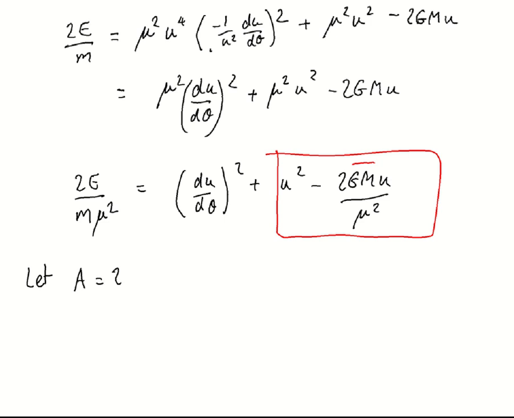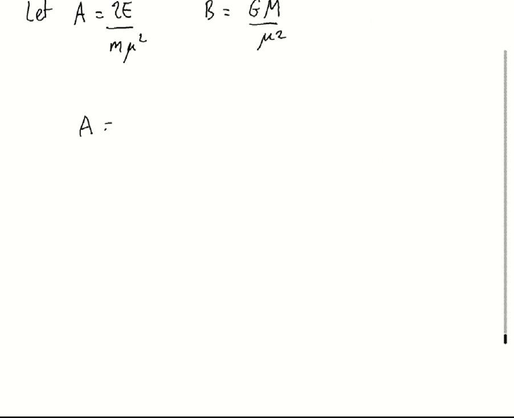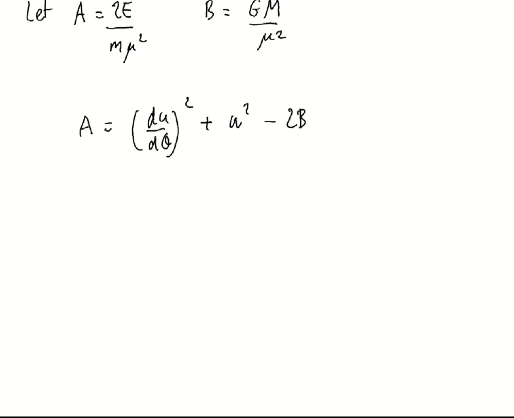So A is 2e over m mu squared. So that's the left-hand side. So just leave it as A for the moment. And B, we're just going to put as, well, we're going to be having stuff on that thing that's being halved there. Because I think it would be nice if we could complete the square. So I'm going to do that. And then what have I got? I've got A equal to du by d theta squared plus u squared minus 2bu.